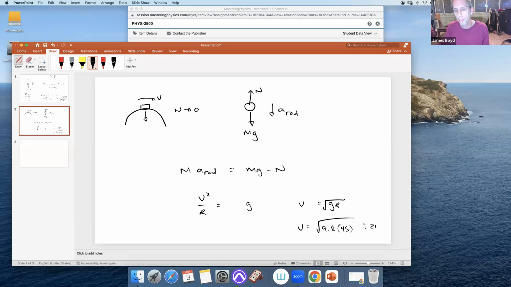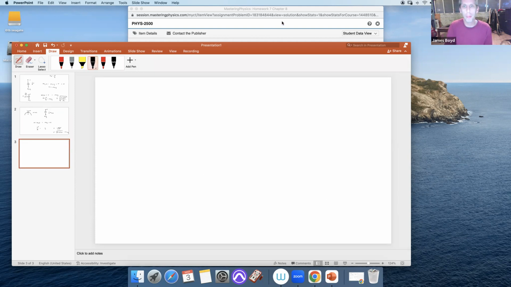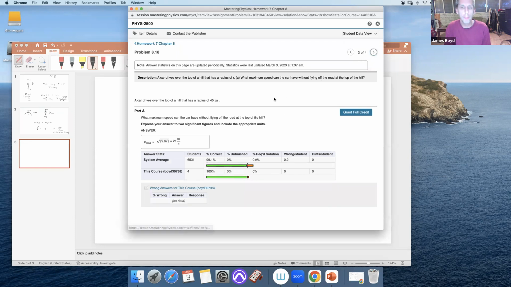So this is 21. But the key ideas here are that a_rad is down. It has a normal force and mg because there is no force along the path that it takes along the hill. But if it were to completely lose its normal force, what would happen is it would eventually take off the road. So we assume that the normal force has to go to 0, and we replace a with a radial or centripetal acceleration, which is v squared over r. Not too bad. Okay.